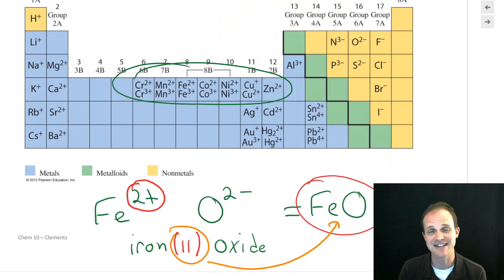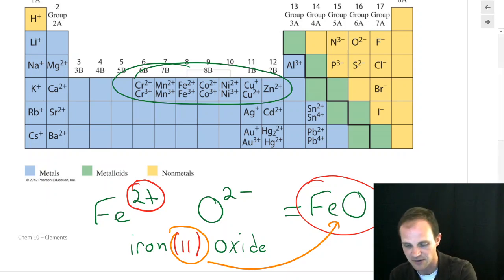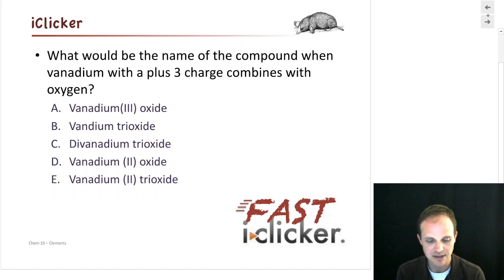But we're not done yet. So far, we've only dealt with elements on the periodic table: titanium, oxygen, phosphorus. But it turns out there's a lot more on the periodic table, not just names of individual elements. And so we're going to have to kick this up even one more notch as we go forward. So take a moment. What would be the name of a compound when vanadium with a +3 charge combines with oxygen? Take a moment to try to answer that one.